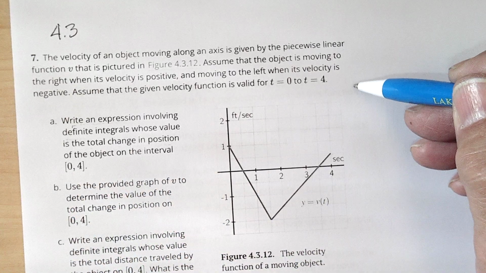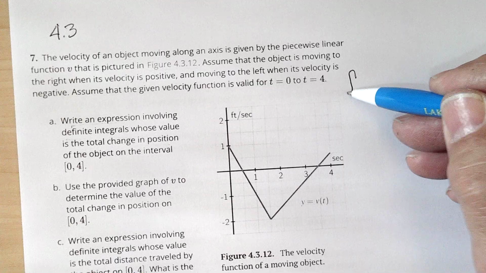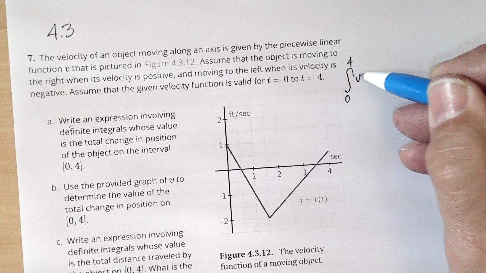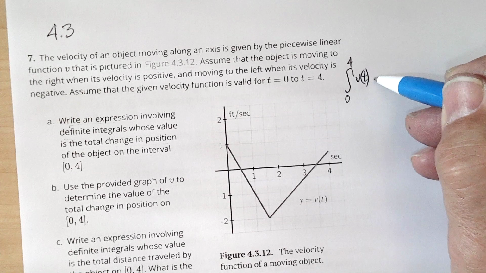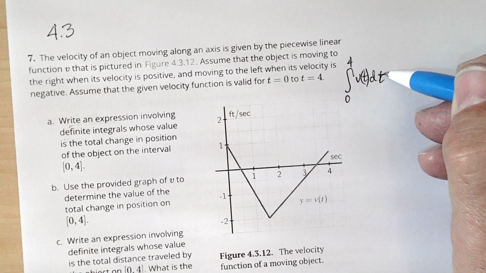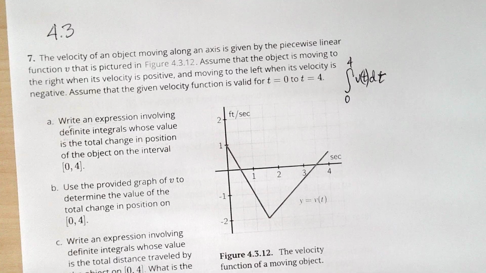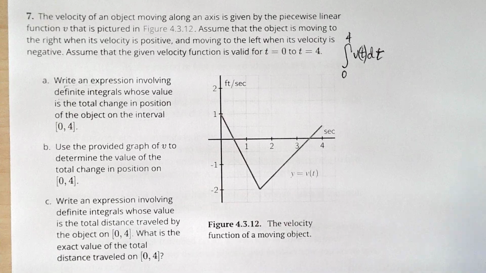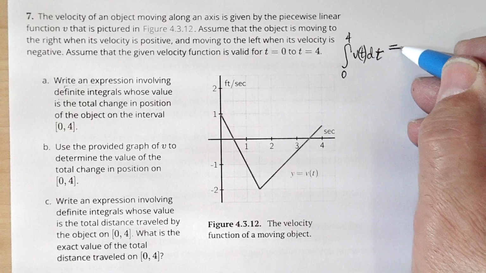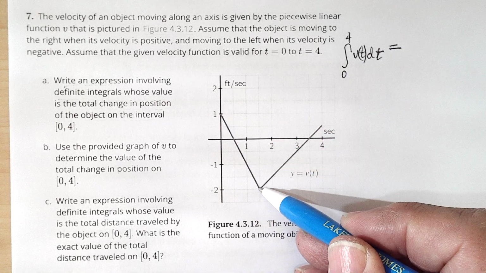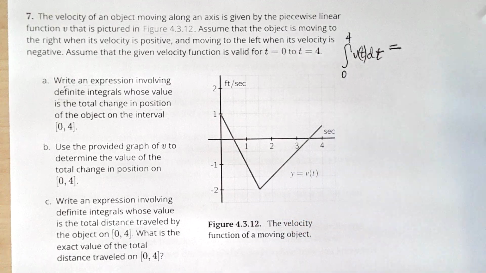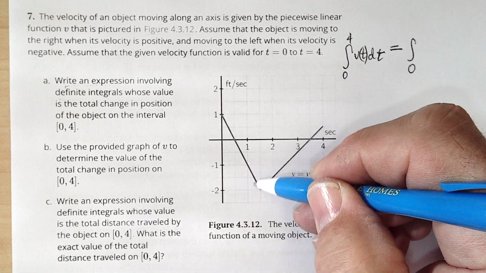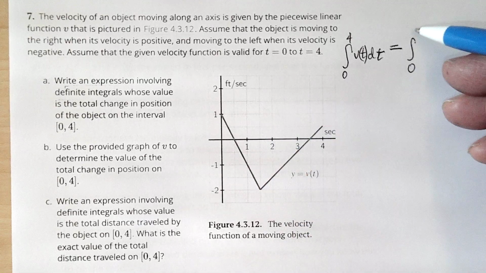Well, that's simply going to be the integral from 0 to 4 of this velocity graph, the area under this graph dt. But if we wanted to be more clever than that, we can see that v is a straight line for a while and then a straight line for a while. So we could also say it's the integral from 0 to 1.5.